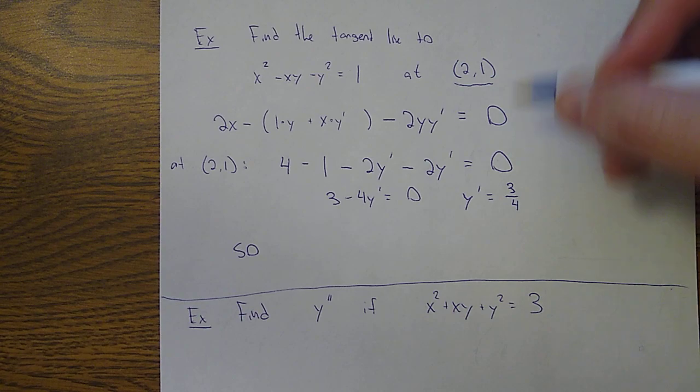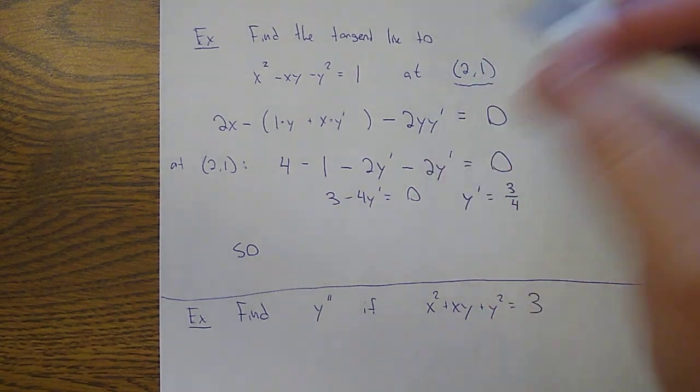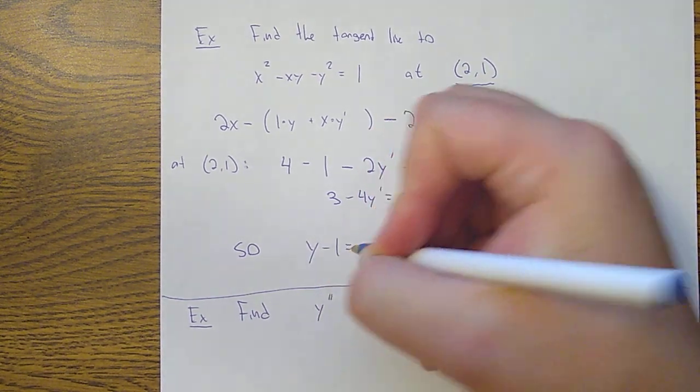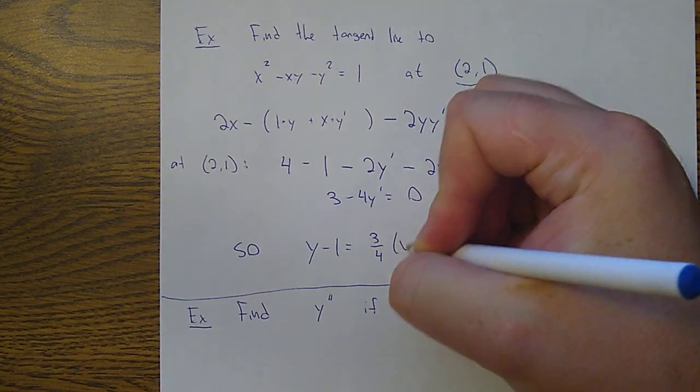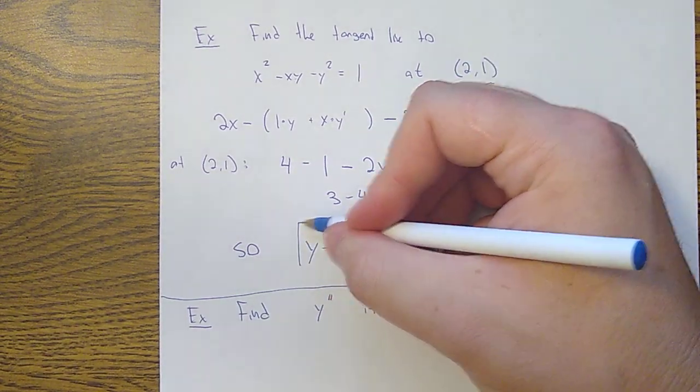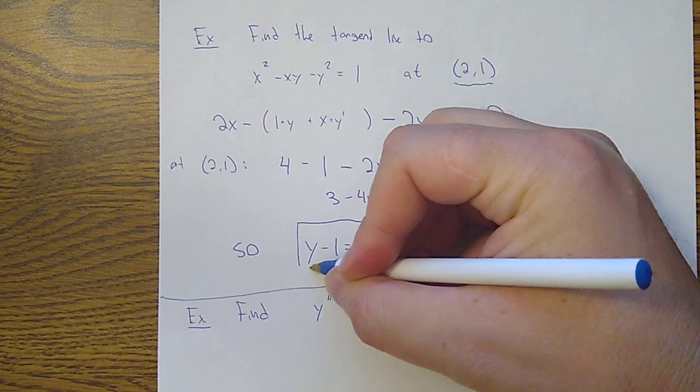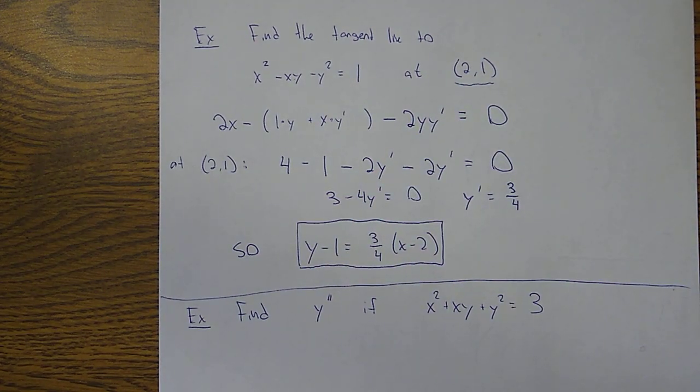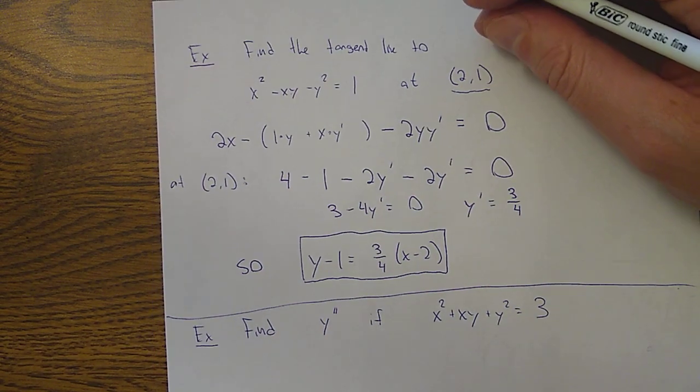So that's the slope of the line. Here's a point that it goes through. So y minus 1 equals 3/4 x minus 2. Okay.